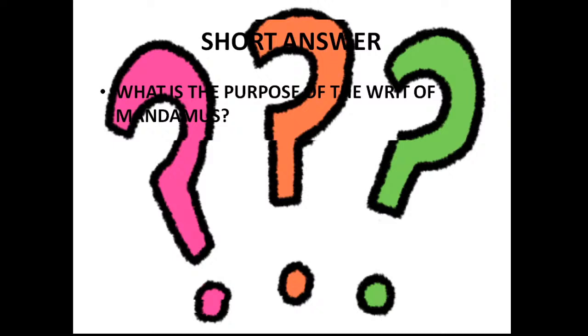Okay, so I am telling you the answer for this question. The writ of mandamus is a sort of command from a superior court to a subordinate court or an administrative authority. This writ helps to keep a check on the authorities.